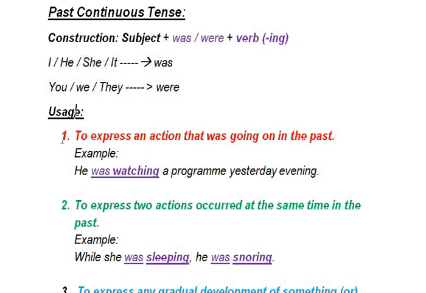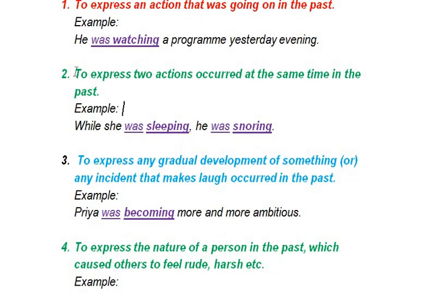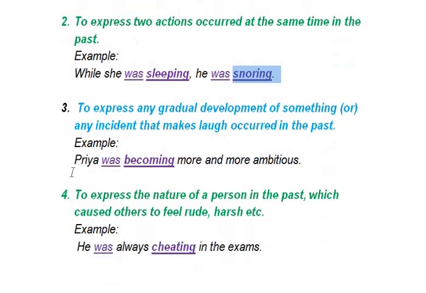The first usage of past continuous tense is to express an action that was going on in the past. For example, he was watching a program yesterday evening. It's saying about a past action. And the second usage of past continuous tense is to express two actions occurring at the same time in the past. For example, while she was sleeping, he was snoring. That means here two actions held simultaneously, sleeping and snoring.